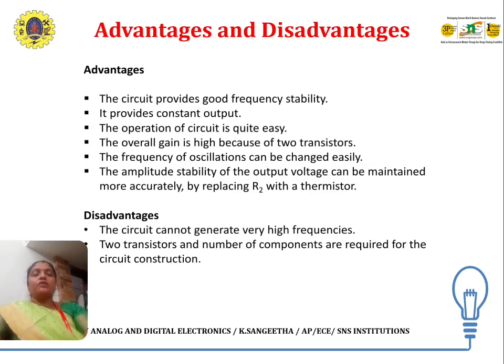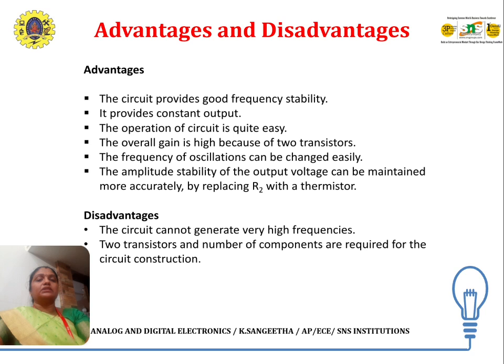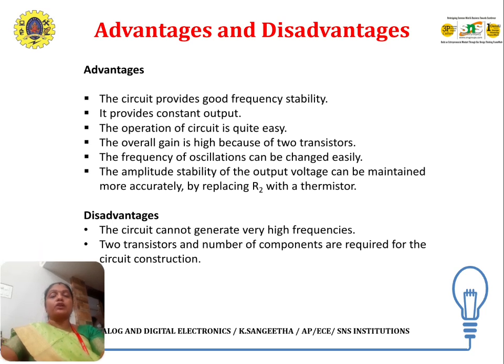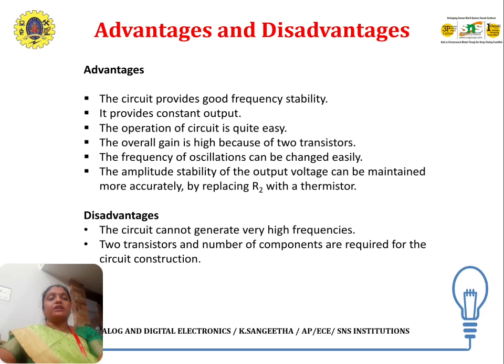The main advantage of the Wien Bridge Oscillator is that the circuit provides good frequency stability, and also it provides constant output. The operation of the circuit is very easy, and the overall gain is improved because we are using two transistors, and additionally we are using a tungsten lamp for automatic gain control. The frequency of the oscillation can be changed easily. This is one of the main advantages of Wien Bridge Oscillator.